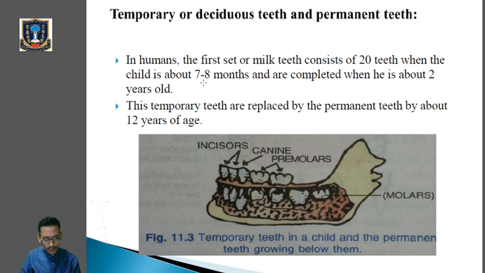Clear? So mainly the first set of teeth is known as the temporary teeth or deciduous teeth, with 20 in number, but we don't find premolars. When the child reaches the age of 7 to 8 months, these teeth start coming out from the gums, and it will be completed after 2 years of age. These teeth will finally fall out when the roots are completely dissolved by the jaw, and they will be replaced by the permanent set of teeth by the age of 12 years. You can see figure number 11.3, the temporary teeth in a child and the permanent teeth growing below them. So we will never find premolars in the temporary or deciduous teeth.